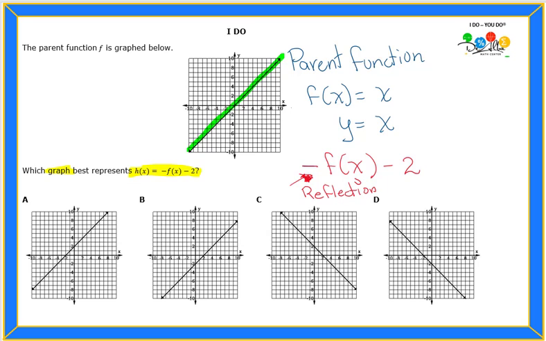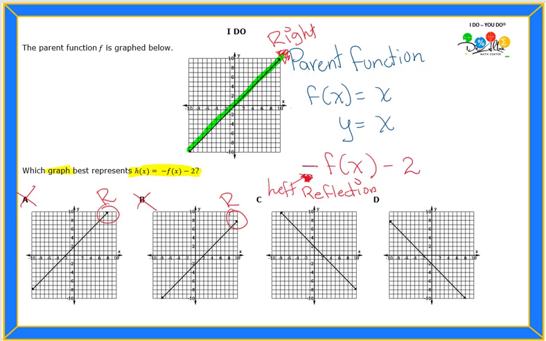Okay? So if my parent function is a positive, right? Think about this one is pointing to the right. So if I have a reflection, then that means that it's going to be pointing to the left. Very good, okay? So notice how A is still pointing to the right. B is still pointing to the right. So A and B cannot be my answers, right? So I see letter C and letter D, okay?